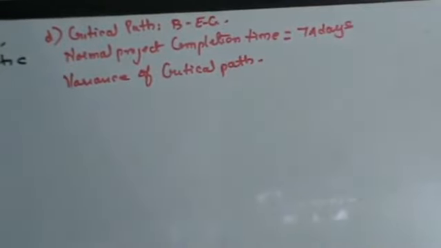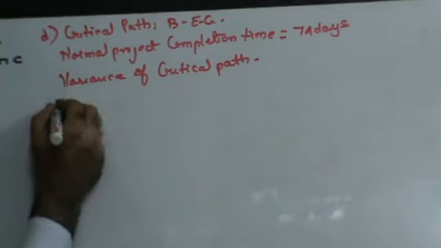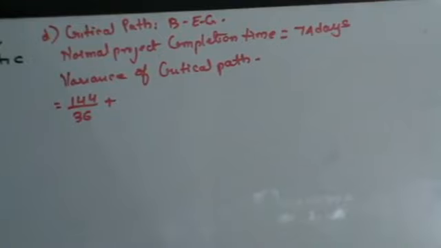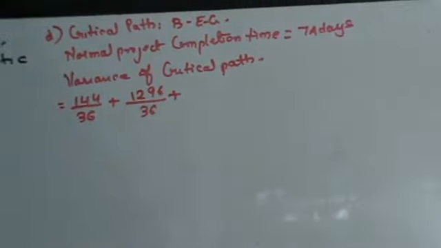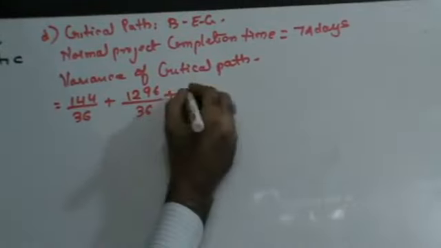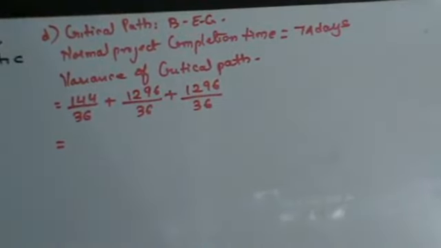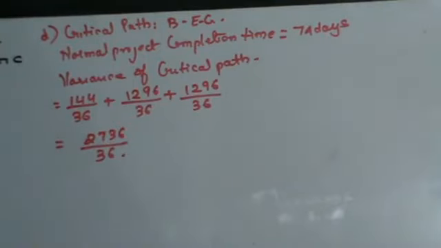Now, BEG is my critical path. If BEG is my critical path, that means I have to consider 1 to 3. 1 to 3 variance is 144 upon 36. B, E is 3 to 5. 3 to 5 is 1296 upon 36. And G is 5 to 6, which is again 1296 upon 36. So when I add this, it comes to 2736. 2736 upon 36 comes to 76 days.